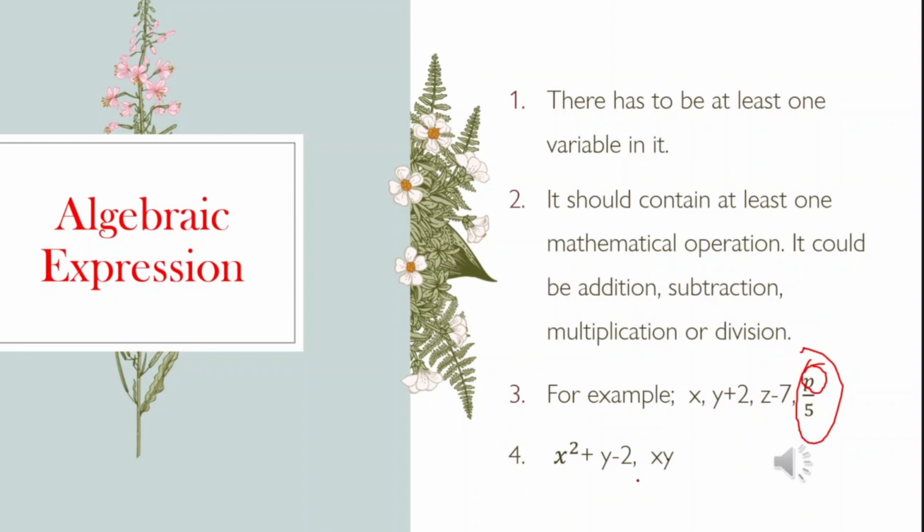Similarly, in xy, there is one variable. In fact, there are two variables, right? And there is a hidden multiplication sign between them because xy means x times y. Fine?